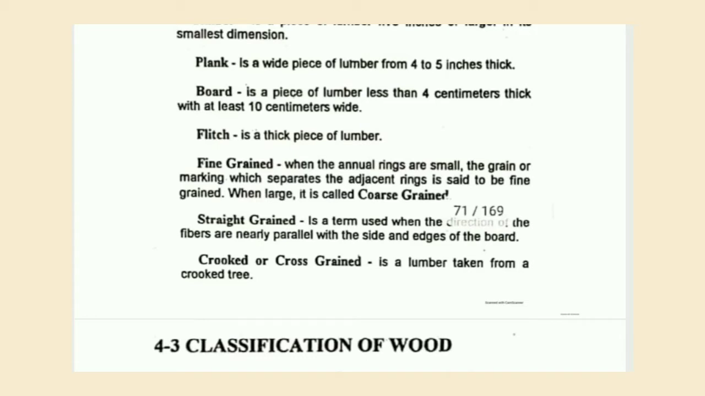Flitch is a thick piece of lumber. Fine grain is lumber in which the annual rings are small. The grain or marking which separates the adjacent rings is said to be fine grain. When large, it is called coarse grain. Next is the straight grain, which is the term used when the direction of the fibers is nearly parallel with the sides or edges of the board. Crook or cross grain is lumber taken from a crooked tree.